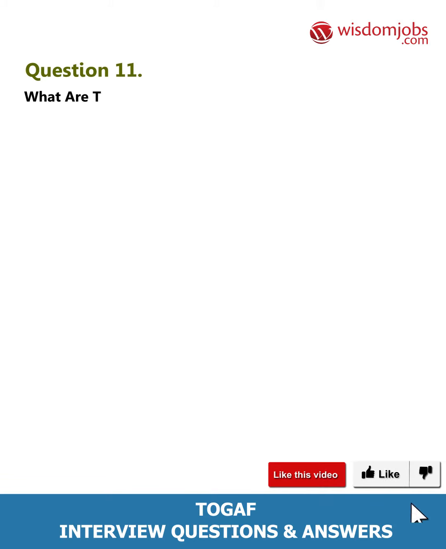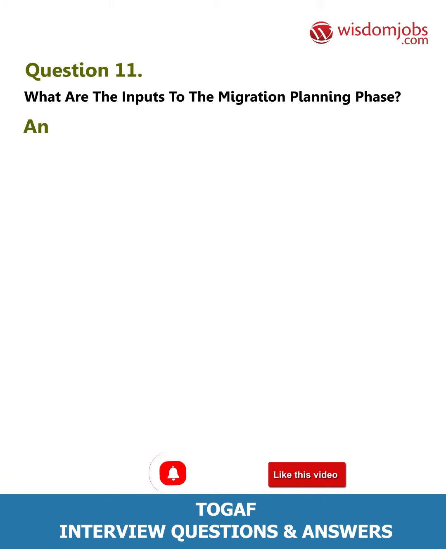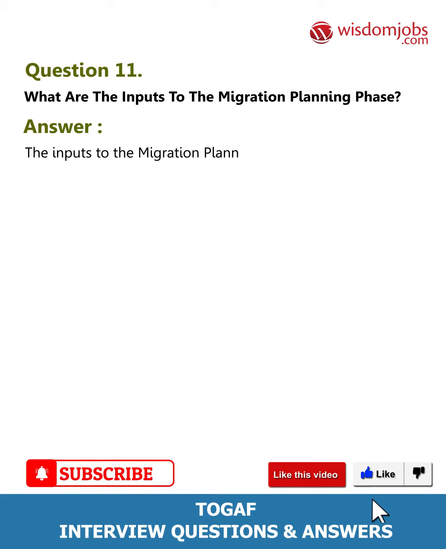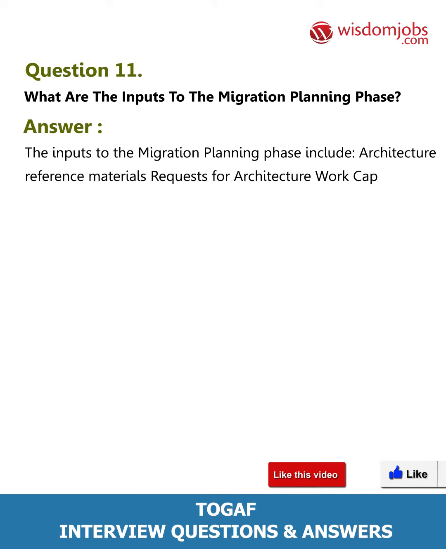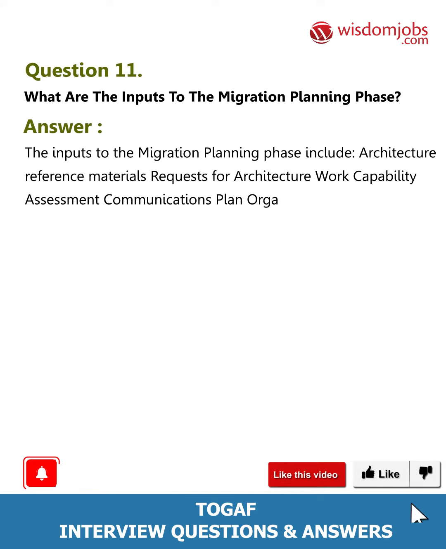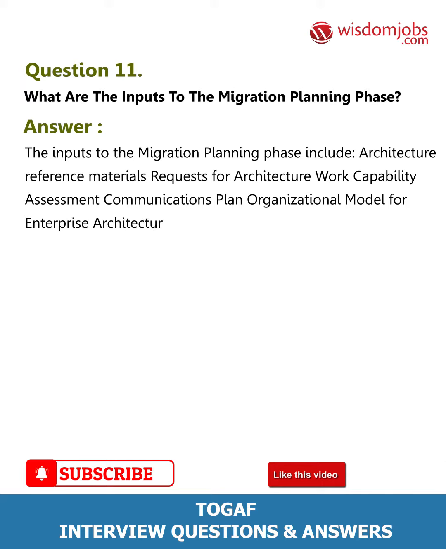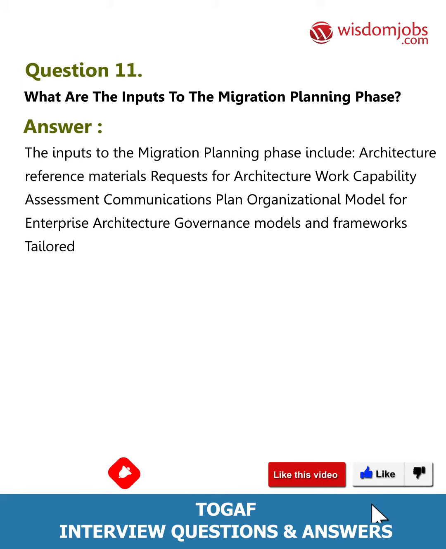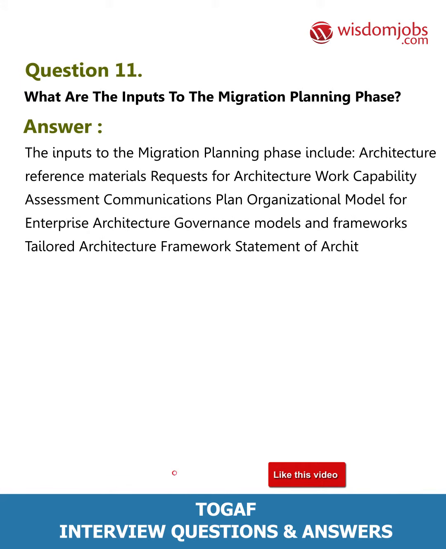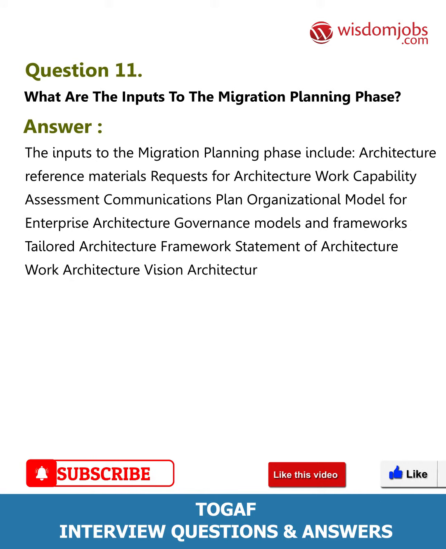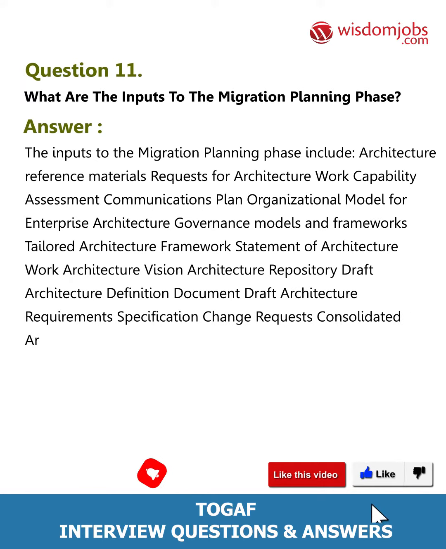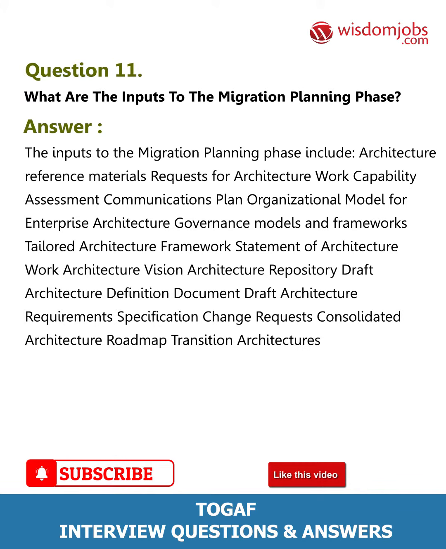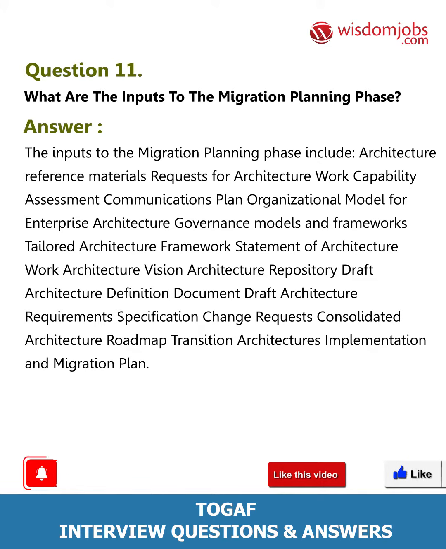Question 11. What are the inputs to the migration planning phase? Answer. The inputs to the migration planning phase include architecture reference materials, requests for architecture work, capability assessment, communications plan, organizational model for enterprise architecture, governance models and frameworks, tailored architecture frameworks, statement of architecture work, architecture vision, architecture repository, draft architecture definition document, draft architecture requirements, specification change requests, consolidated architecture roadmap, transition architectures, implementation and migration plan.